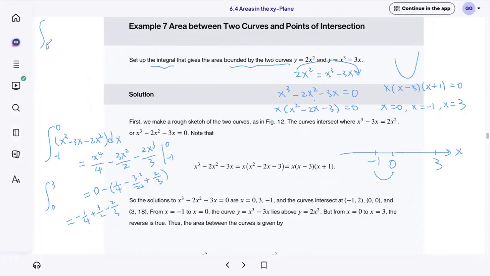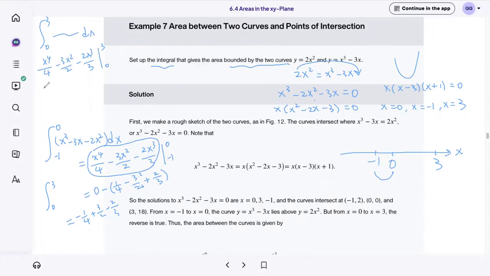So for the second integration from 0 to 3, the integration will be the same. We don't have to do it twice. So let's just still use this one. So that's for this dx. Then anti-differentiate, we get x raised to 4 divided by 4 minus 3x squared divided by 2 minus 2x cubed divided by 3. Then we want to evaluate 3 at 0. At 0, we get nothing. All we need to evaluate is at 3.